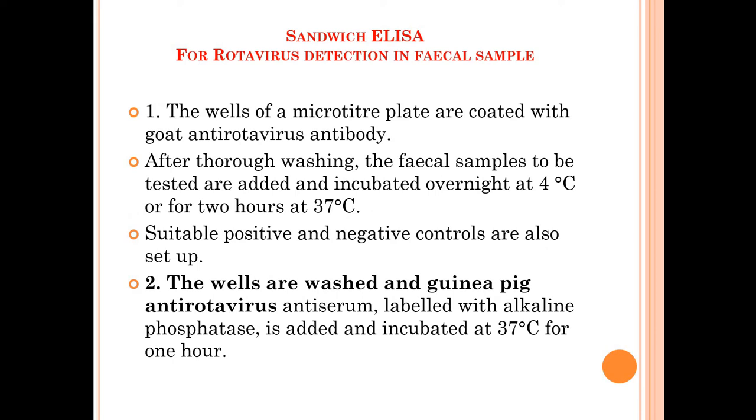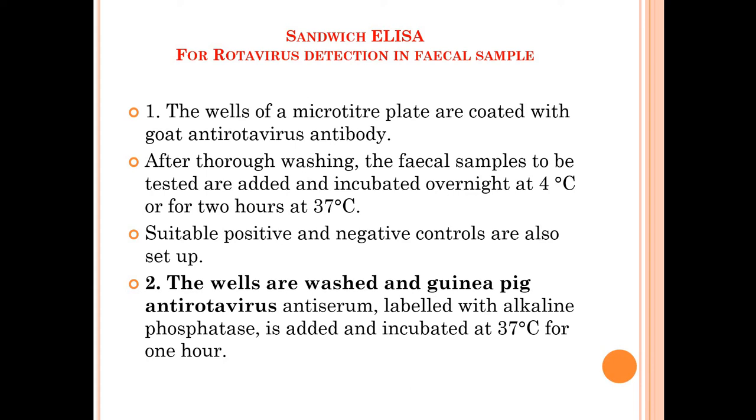This sandwich ELISA test is generally used for detection of rotavirus. The rotavirus is responsible for causing dysentery and diarrhea, so the sample used is fecal matter. The wells of a microtiter plate are coated with a goat anti-rotavirus antibody. After thorough washing, that is one antibody. Now the fecal sample to be tested is added. After thorough washing. Why is the washing done? So that unadsorbed molecules will be removed.